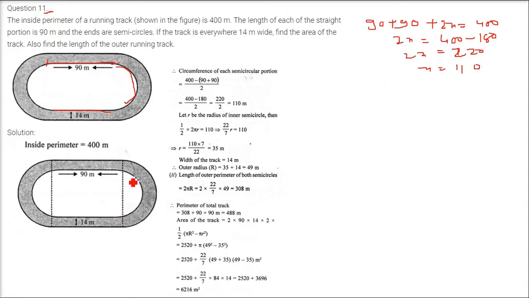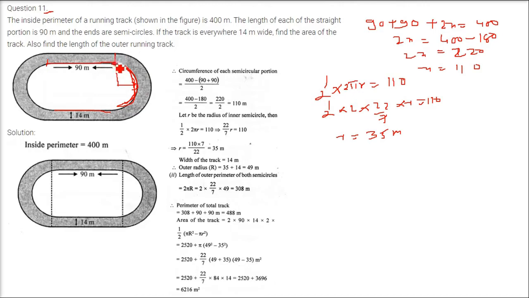So now this is half of the circumference. So half of this circumference, which is 2 pi r, is 110. I am talking about this portion only. So you can just put half into 2 into 22 by 7 into r equal to 110. You get r as 35 meter. So the radius is 35 meter for the internal semicircle.